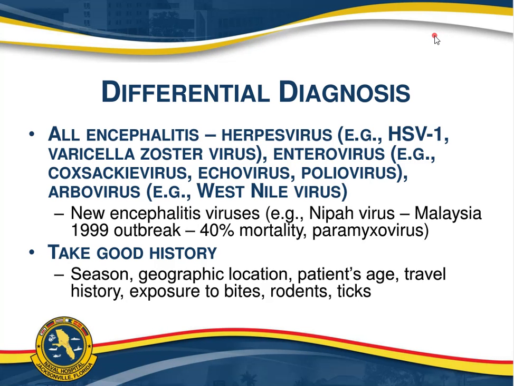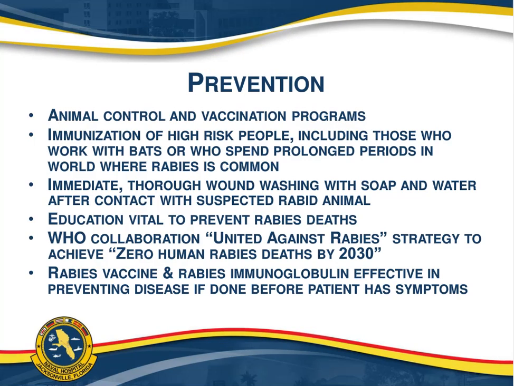Differential diagnosis, again, every source of encephalitis. So herpes viruses, enteroviruses, varicella, Coxsackie, echovirus, poliovirus, arboviruses like West Nile virus. There's some new encephalitis viruses coming out. So take a good history: season, geographic location, patient's age, travel history, exposure to bites, rodents, ticks. Prevention.